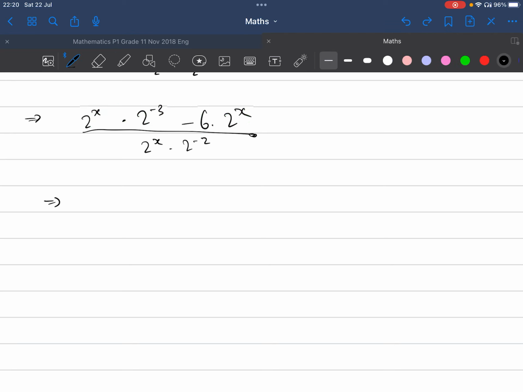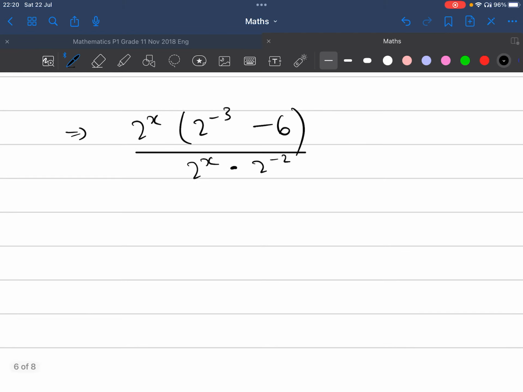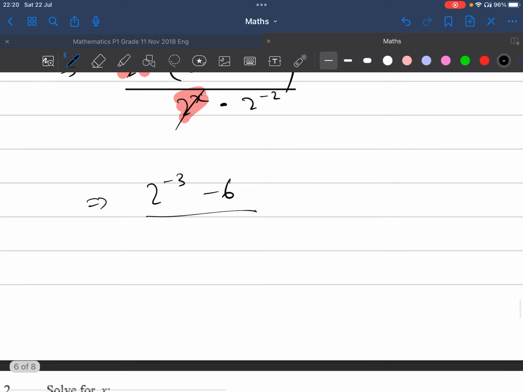If I look at that, I have a common factor between those two terms. So let me factorize that, all over 2 to the x times 2 to the minus 2. Now if I look at this, 2 to the x is common between the numerator and the denominator, so I can cancel it. And then that leaves us with 2 to the minus 3 minus 6, all over 2 to the minus 2.